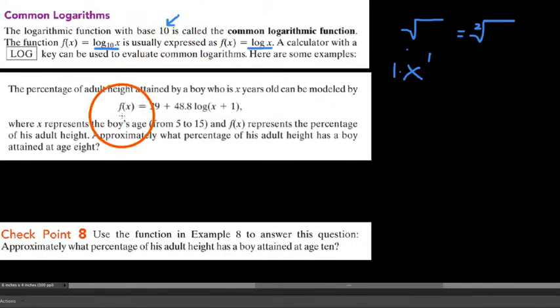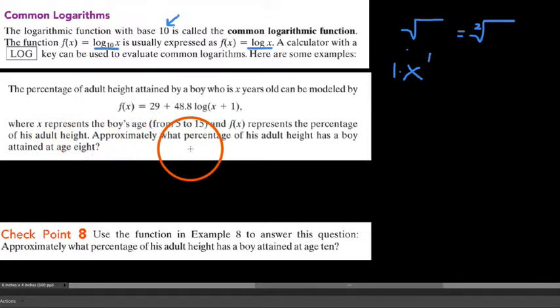So let's take a look at an example here in which we have a common log model. That's all this is right here. We've got a function that is a model for some data, say. So let's look at what each x and y represent here. We say the percentage of adult height attained by a boy who is x years old can be modeled by this right here, where x represents the boy's age from 5 to 15, and f of x represents the percentile of his adult height. So approximately what percentage of his adult height has a boy attained at age 8?